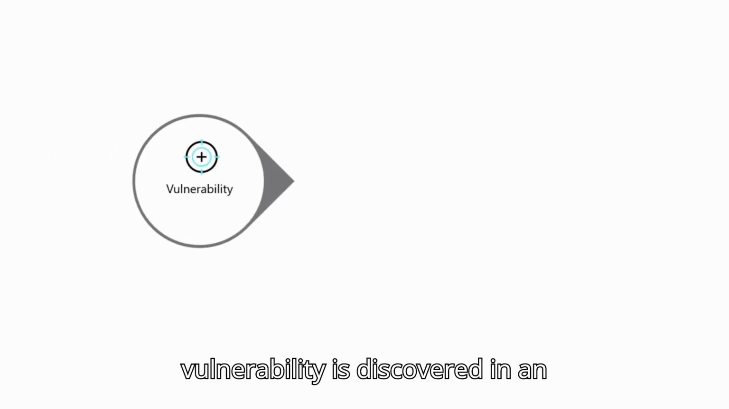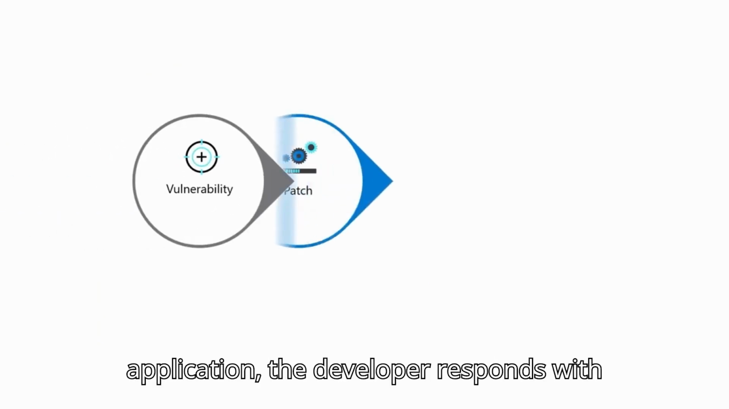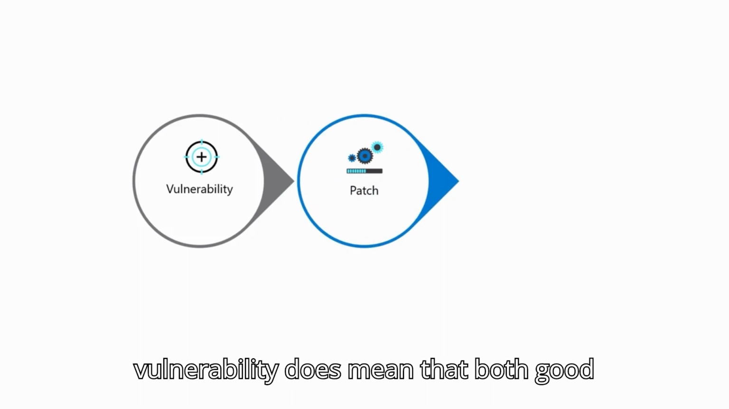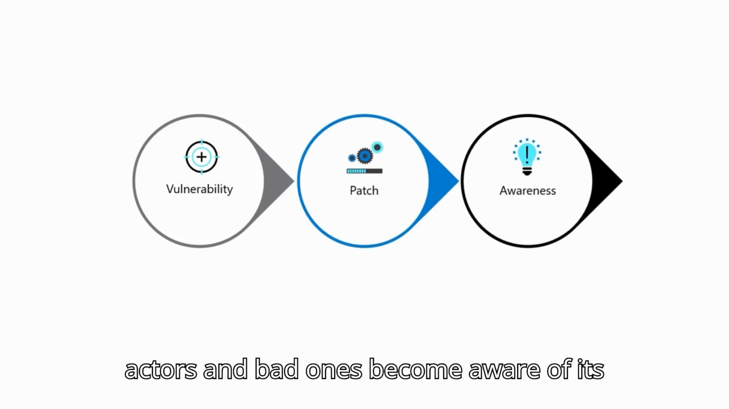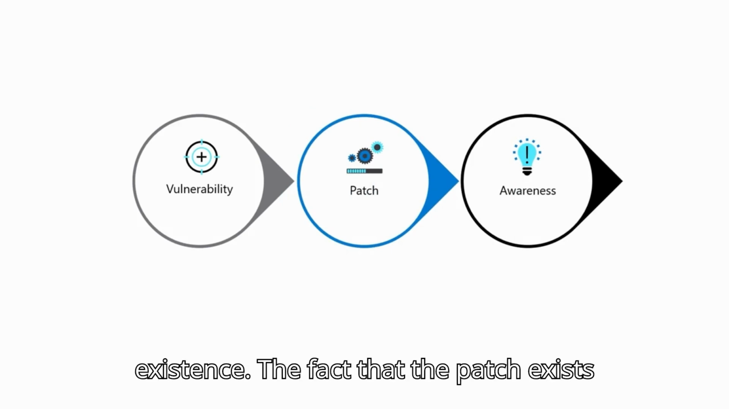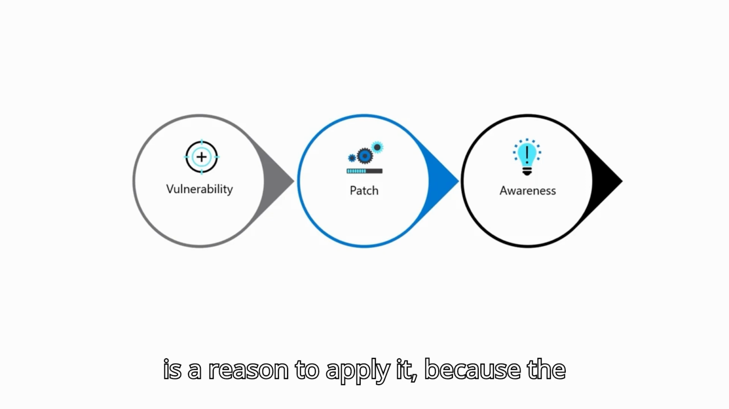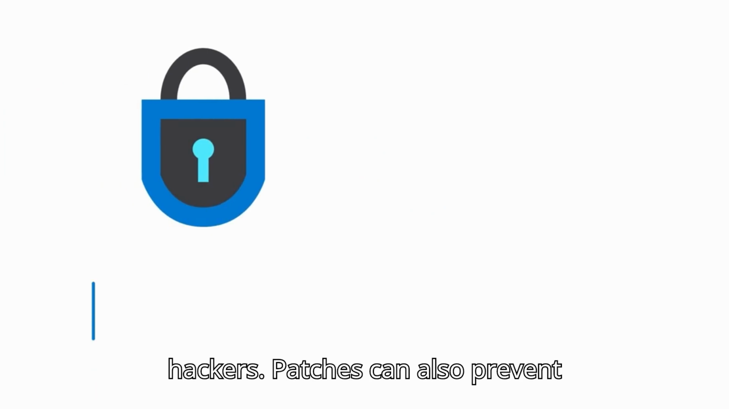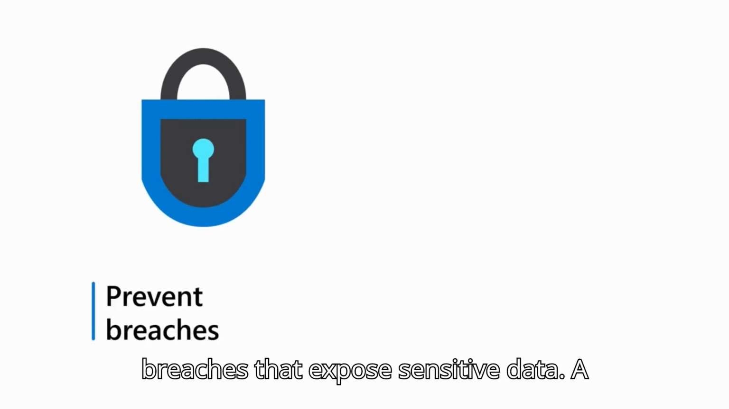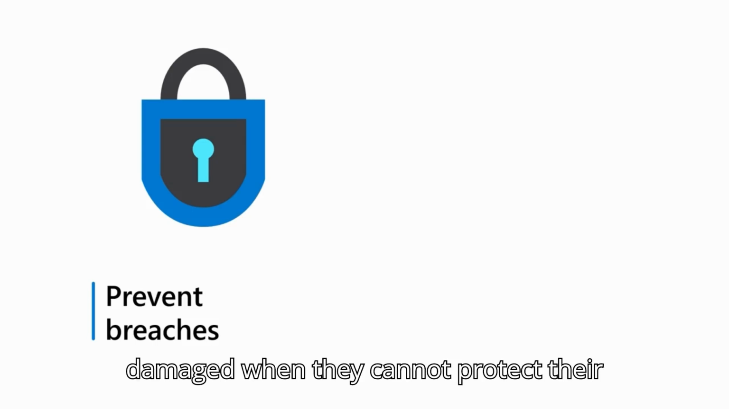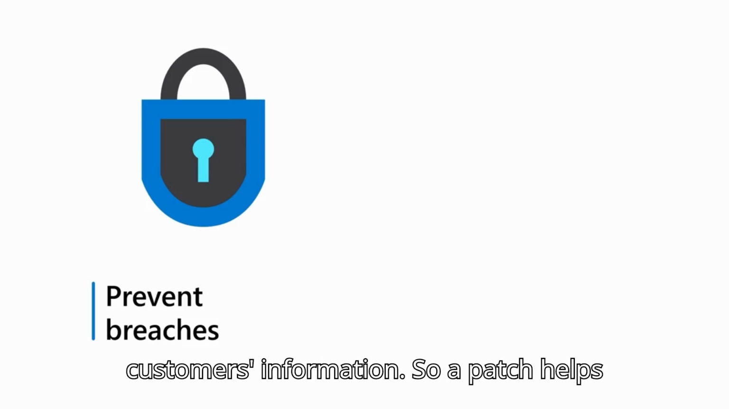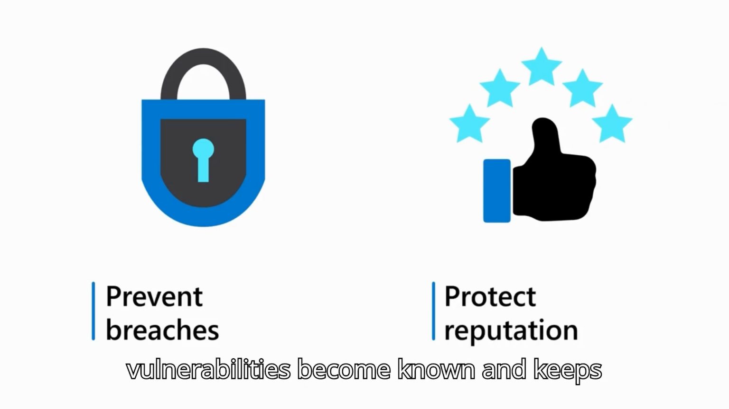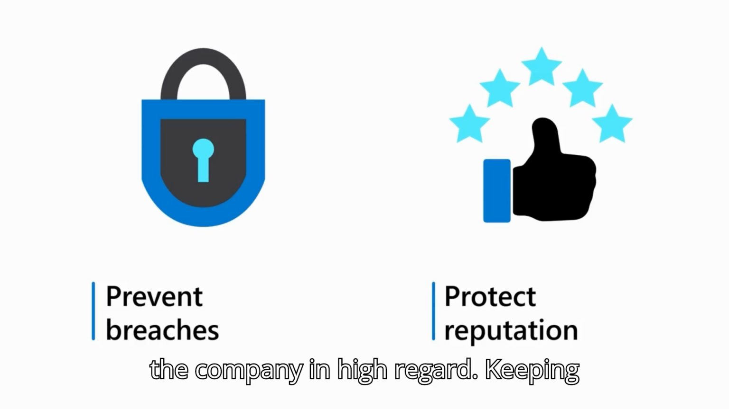When a vulnerability is discovered in an application, the developer responds with a patch to mitigate the risk of infection. However, announcing the vulnerability does mean that both good actors and bad ones become aware of its existence. The fact that the patch exists is a reason to apply it, because the issue is now also known to potential hackers. Patches can also prevent breaches that expose sensitive data. A company's reputation becomes severely damaged when they cannot protect their customers' information. So, a patch helps to mitigate potential breaches when vulnerabilities become known and keeps the company in high regard.